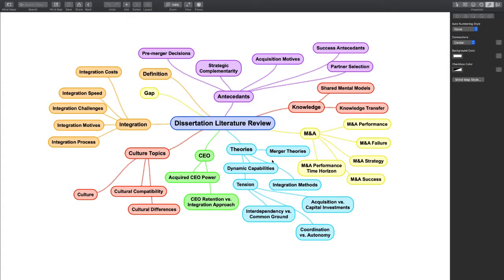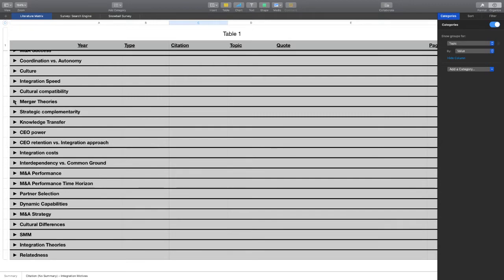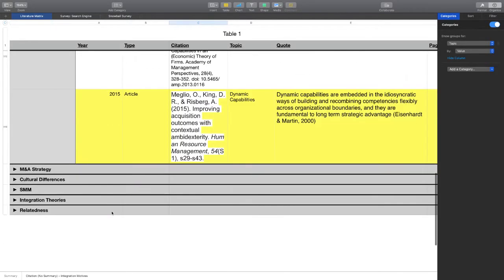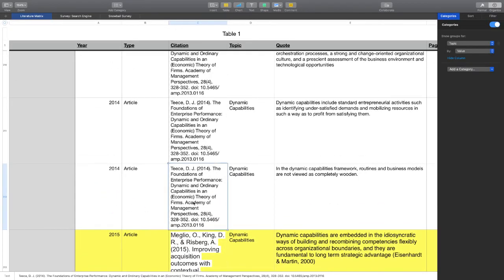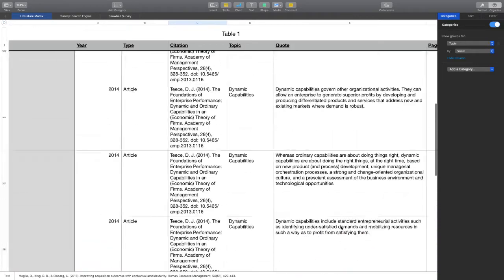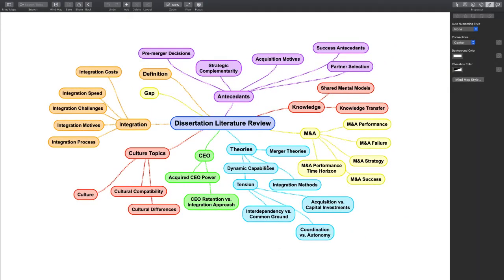Let's pick a better example. I'm writing about theories and I want to write about dynamic capabilities. No problem. I just find a section here on dynamic capabilities, and here are some quotes that I have. Most of these are T's. Again, that was a mistake I made, having these central around one author. But I had one here from Meglio and King that talked about dynamic capabilities. All I have to do is wrap a narrative around this, and boom, I've got a paragraph. Each of these can be 1 or 2 paragraphs.